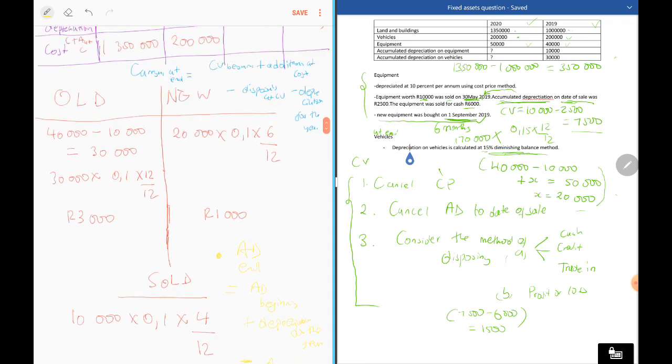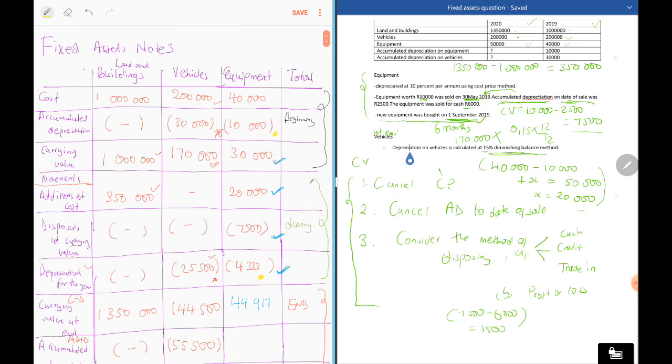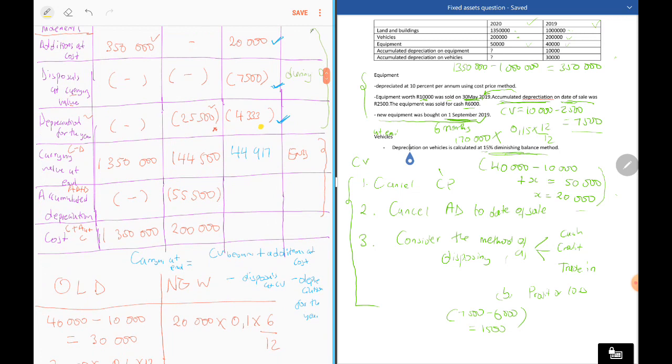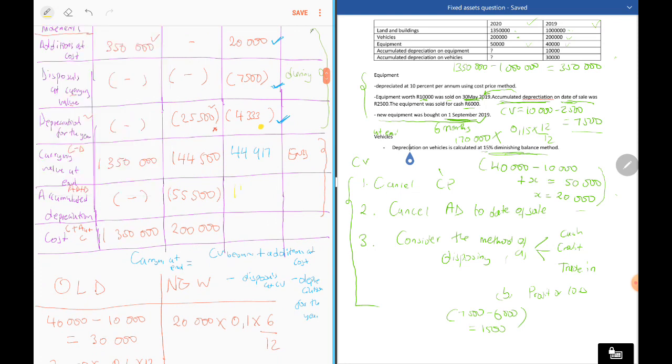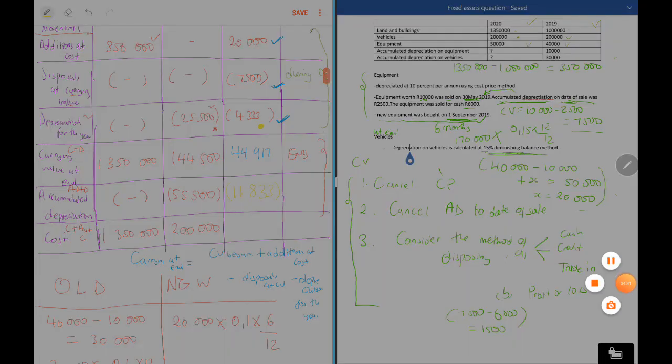Subtract the accumulated depreciation of the sold asset. So it will be your 10,000 plus 4,333 and subtract how much? 2,500. Then you get 11,833. Right, you get 11,833. This is accumulated depreciation, and then it will give you a cost of how much?